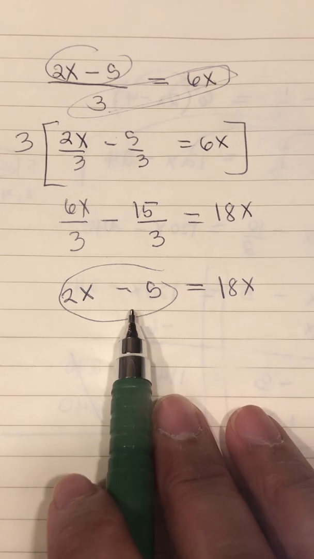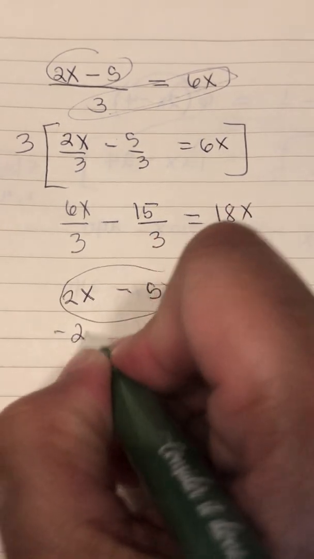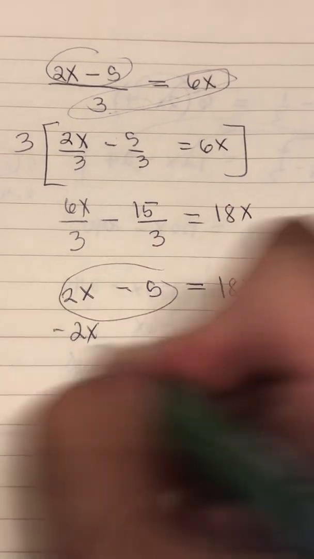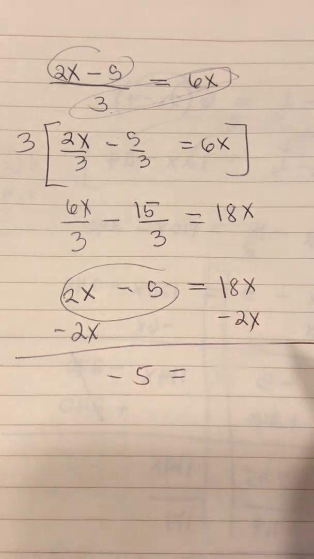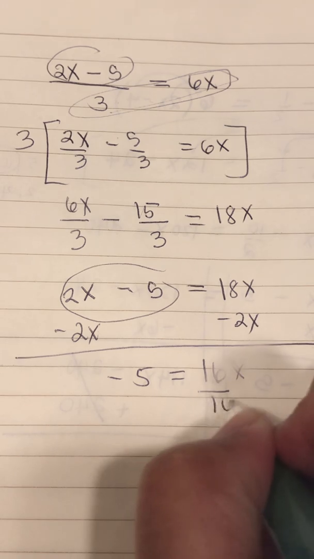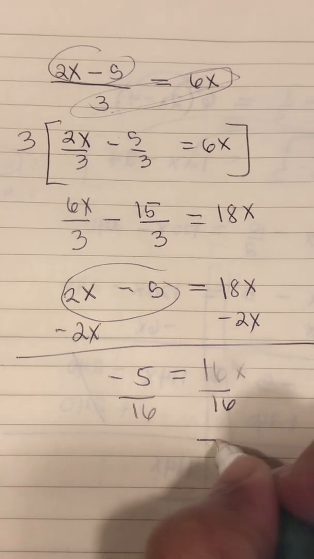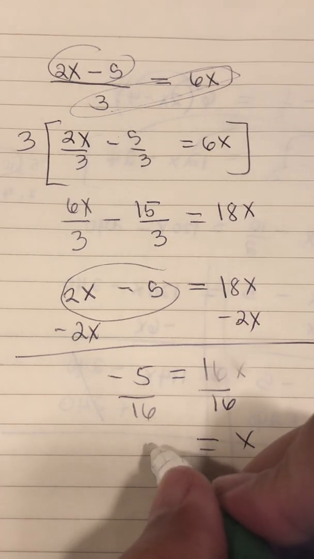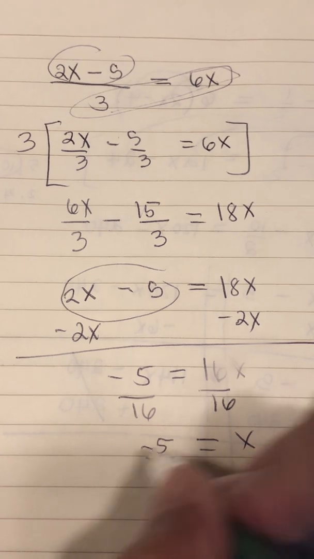Okay, so now we have to get rid of one of the x's. So minus 2x, minus 2x. So negative 5 is equal to 16x. Then divided by 16. So x is equal to negative 5 over 16, and whatever that is in decimal form.